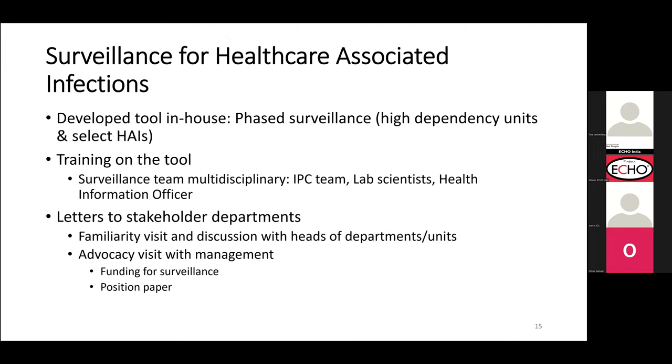So what we did, we developed our own tool, and looking at the size of our facility and the number of people we have in the IPC team, we decided to phase it out so that we'll not be overstretched in terms of human and material resources. So the team decided to start with some high dependency units like the ICU, the SCBU, the burns unit, and we decided to pick select healthcare associated infections, not all, surgical site infections and central line associated bloodstream infections.